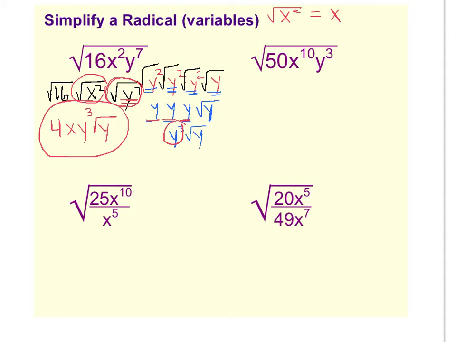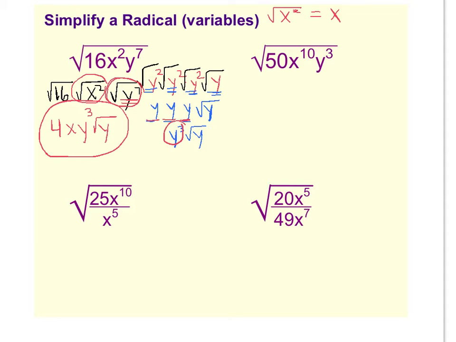Alright, so I'm going to just do the shortcut version of this going forward. But again, rewind, watch this part right here as much as you need to, just to hear that explanation. Alright, so our next example, we're going to square root everything underneath here.